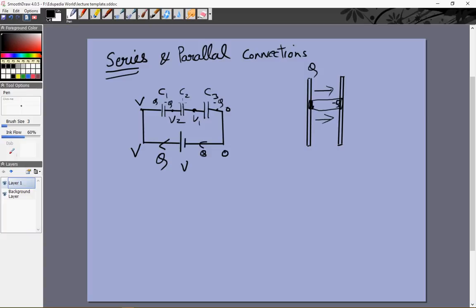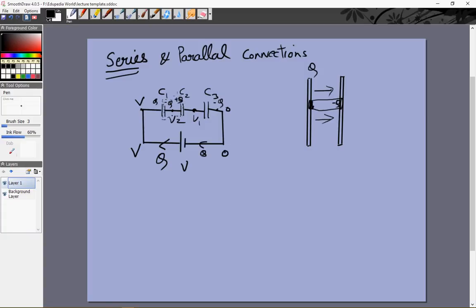Now consider this particular system. This is just two plates connected by a wire. There is no battery here. There is no source of charge. So the net charge within this system has to be constant. So if this plate has a charge of minus Q, this plate has to have a charge of plus Q.